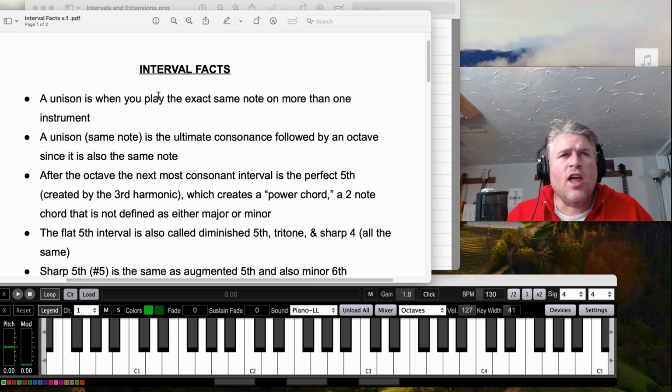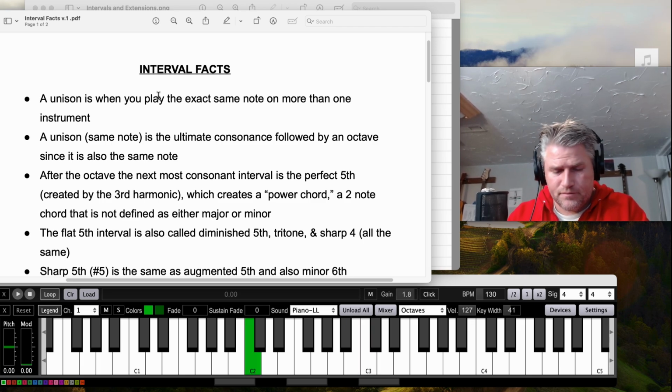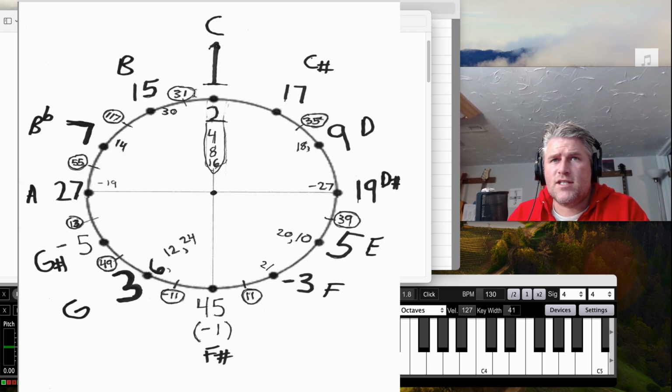So unison's when you play the exact same note in the same range. So I can't do it on a piano. You can only hit the same note once. Because an octave is not even unison. It's the same note, but it's up an octave. If I tell a horn, a baritone sax to play that same note in the same range, that's a unison. Unison is the ultimate consonance in music. There is nothing more consonant than a unison.